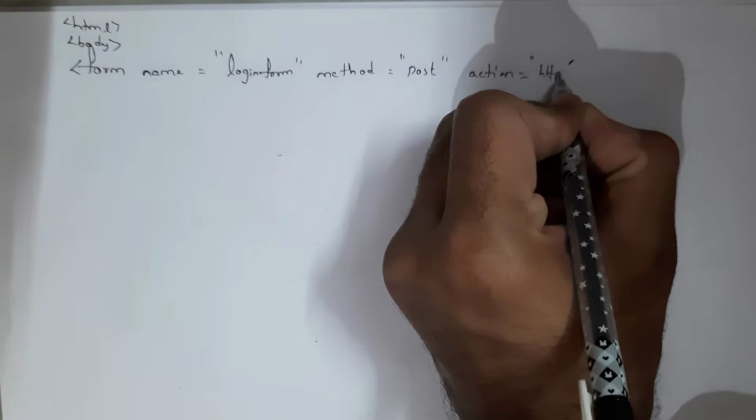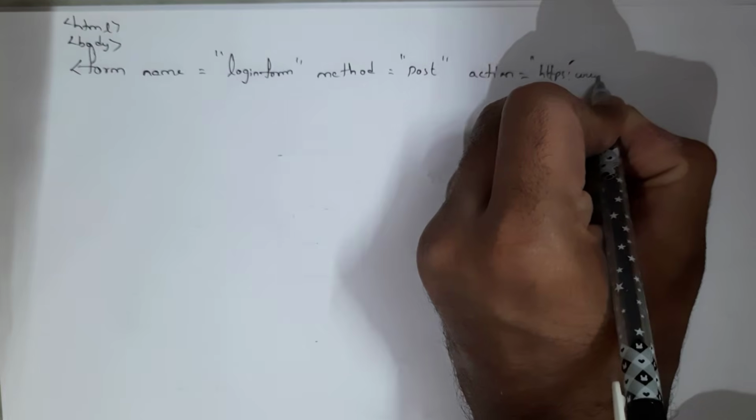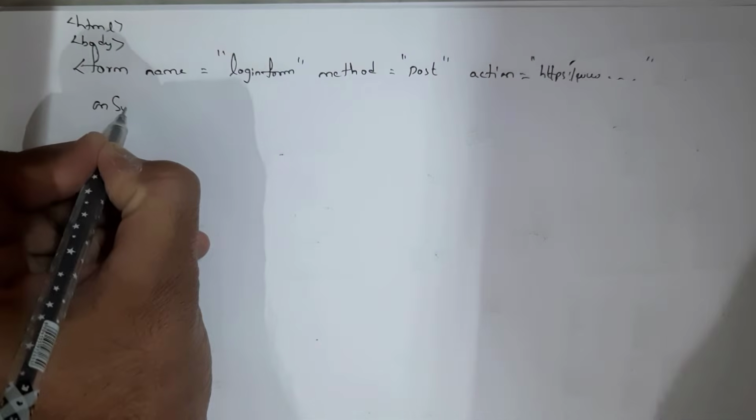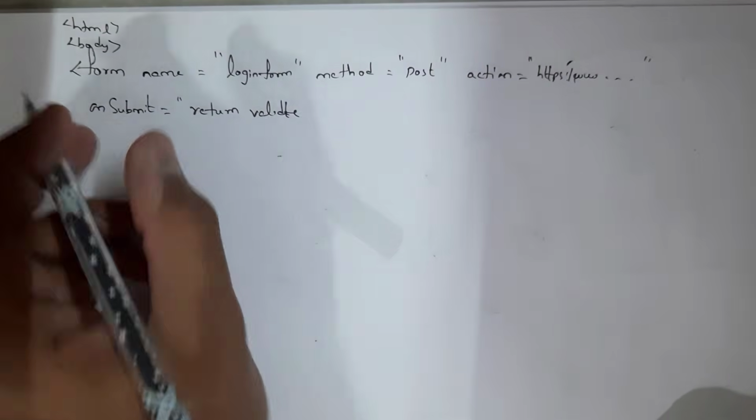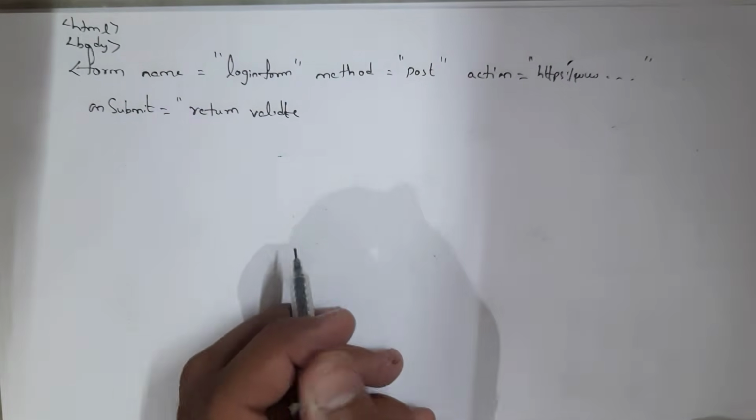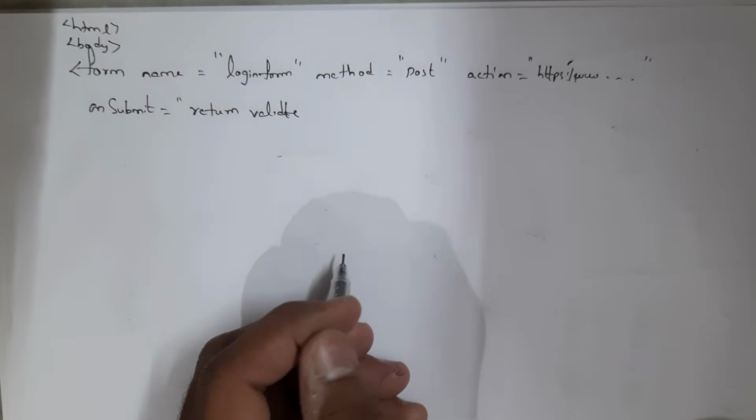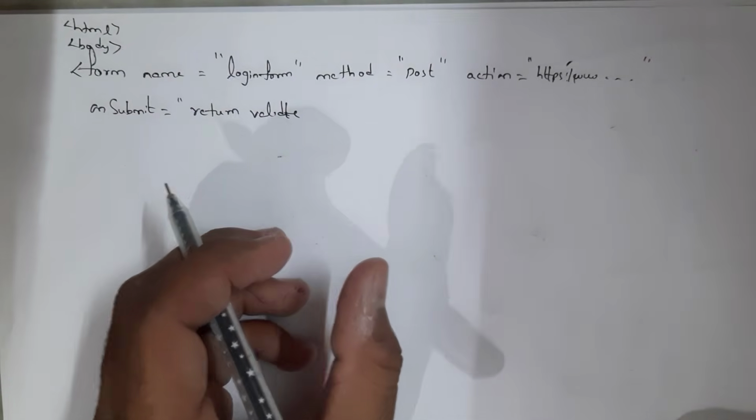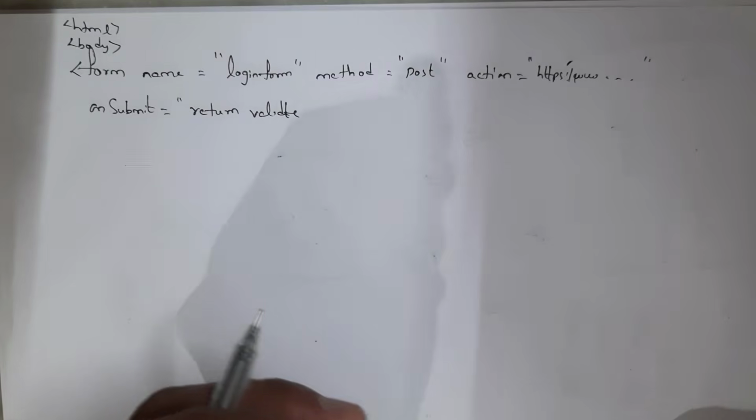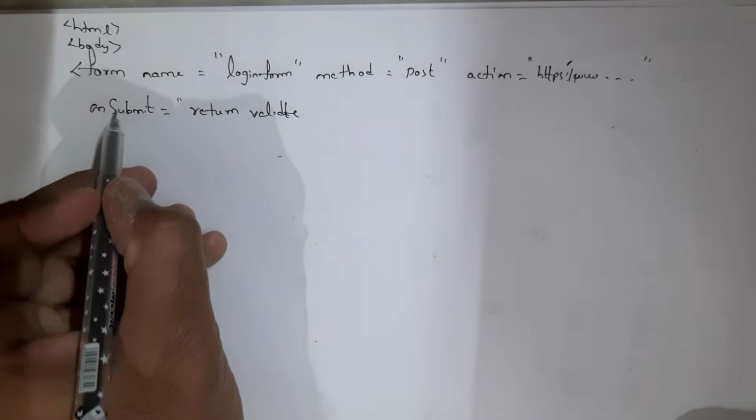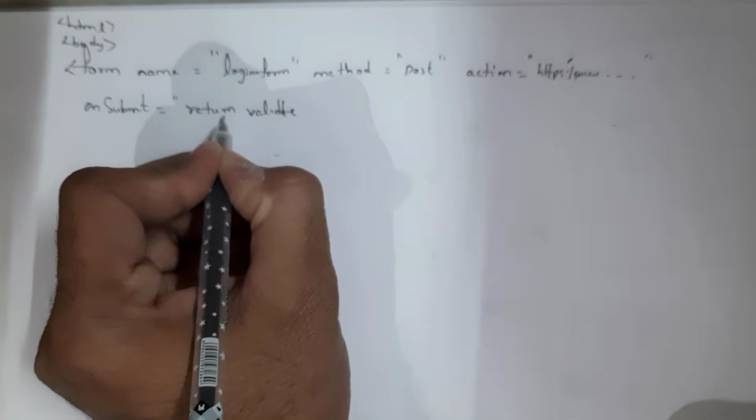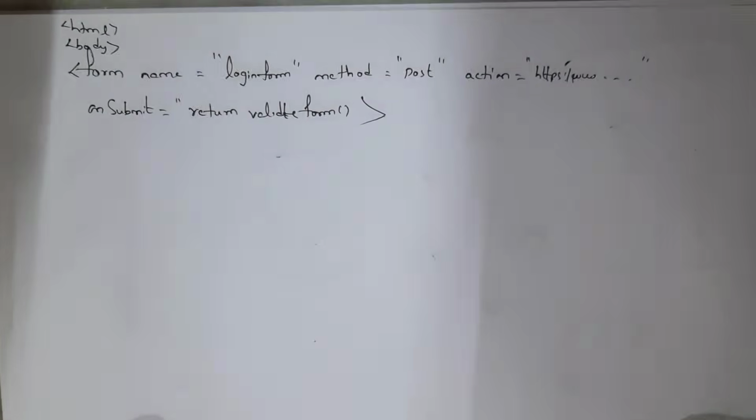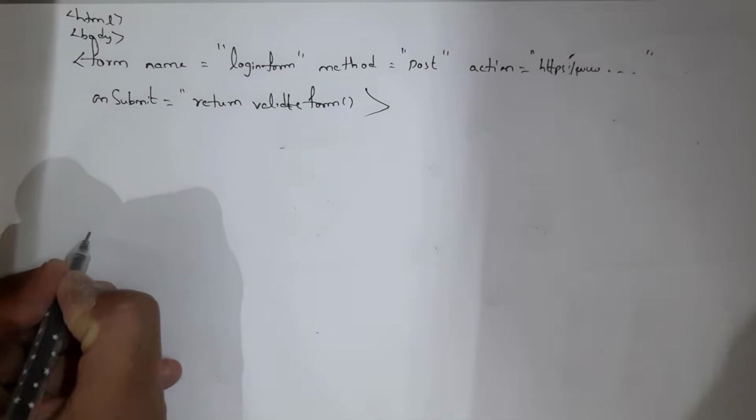For example, http www. So onsubmit equal to return validateForm. This onsubmit is needed in order to check whether user information is correct or not. Whatever the user information that you have entered, in order to check whether it is correct or not, we use this onsubmit event. Return validateForm. I open form, and similarly we need to close this form.